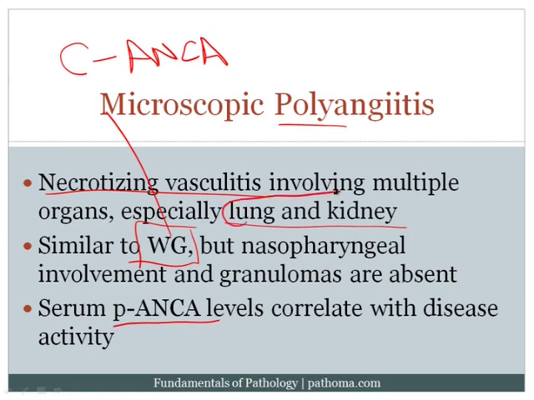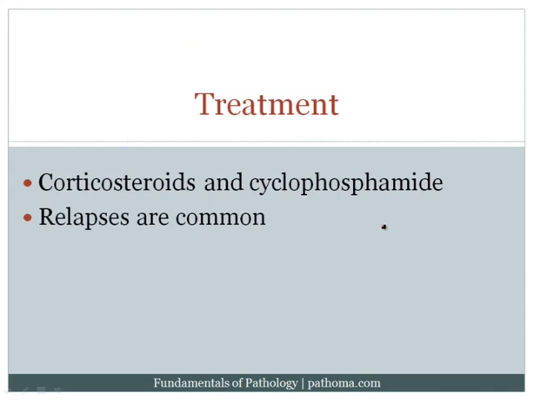So although it involves the lung and the kidney, and so therefore can look somewhat similar to Wegener's granulomatosis clinically, it's going to be very distinct because it will not have nasopharyngeal involvement. On biopsy, it will not have granulomas, and instead of a C ANCA, it will have a P ANCA. Treatment for this disorder is very similar to Wegener's granulomatosis. Cyclophosphamide and corticosteroids, and relapses, again, are common.